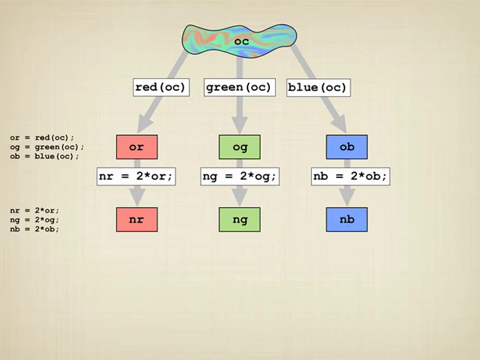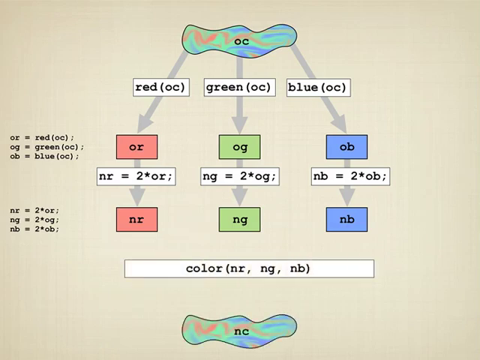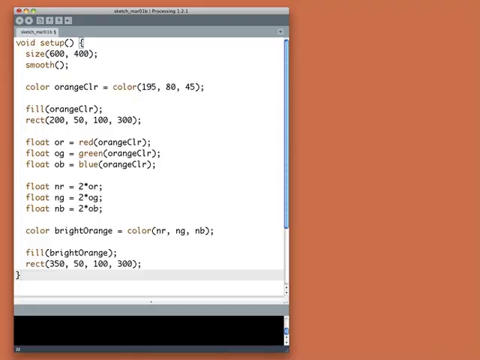New red is just 2 times old red. It's simply what's in the middle white boxes. And then we mash those things together to make a new color using color. The result is a doubly bright color. The code to create new color is just what's in the white box. So let's go ahead and do this in the code we just saw. So here's the new program, and it's nothing more than what we just saw.